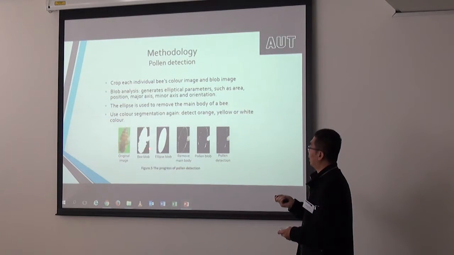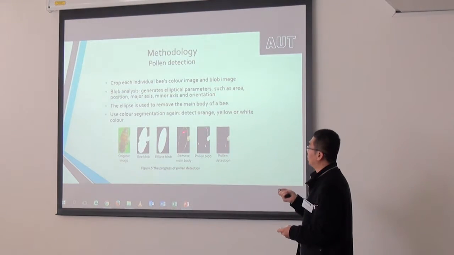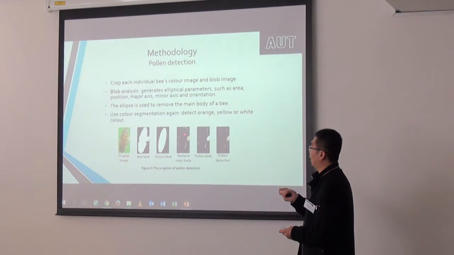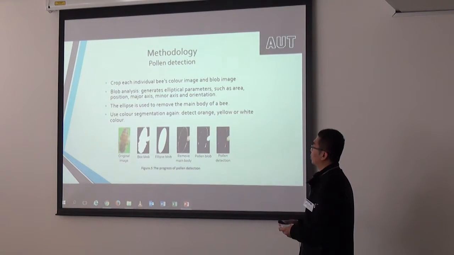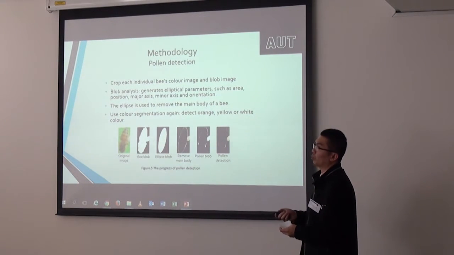Then I can draw an ellipse, and this ellipse helps to mark the bee's main body, because the main body is really an elliptical shape. So I remove the main body also. What remains is other stuff outside and the pollen. Then I think about using color to filter out the other things. Having a look at the video, the pollen only has red, yellow, or maybe white color.